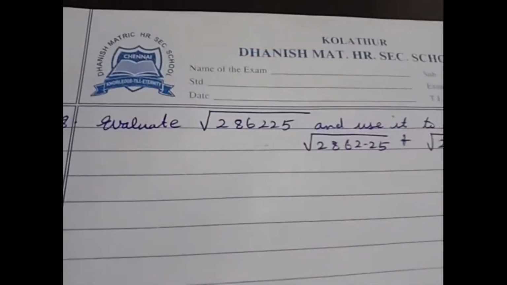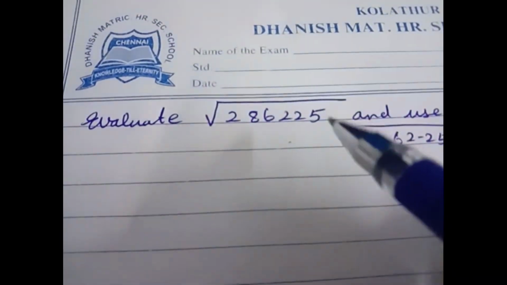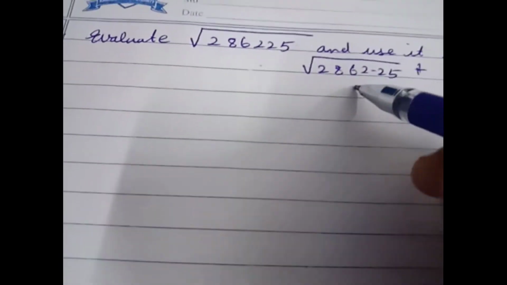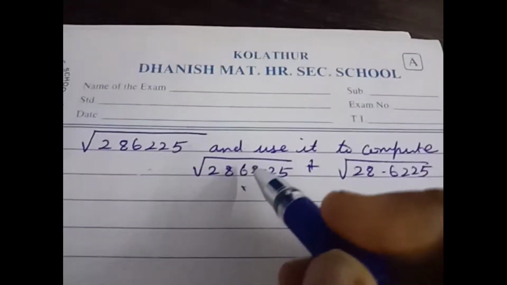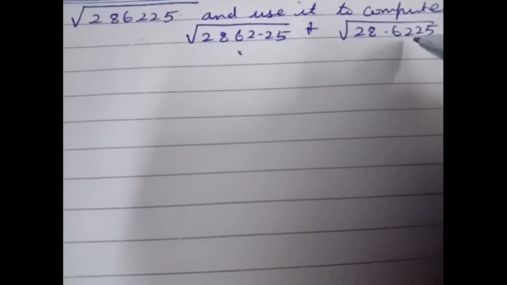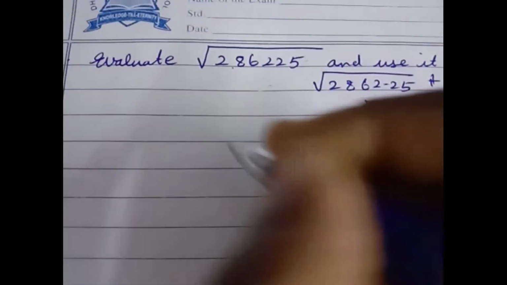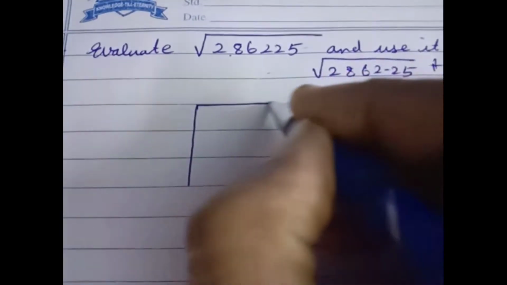17th question, do it as homework. Now, we'll move to the 18th one. Evaluate the square root of 286225 and use it to compute the square root of 2862.25 plus 28.6225. So, first you have to take the square root of this number.